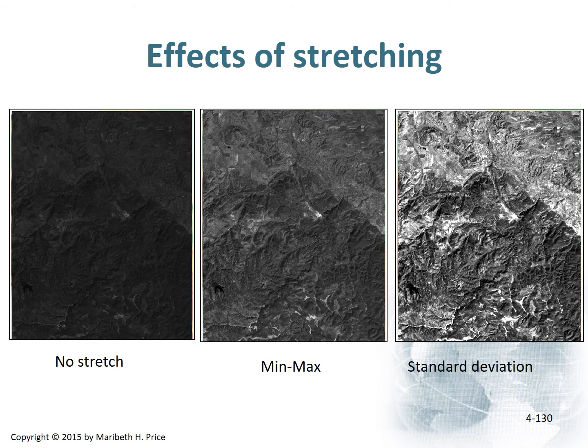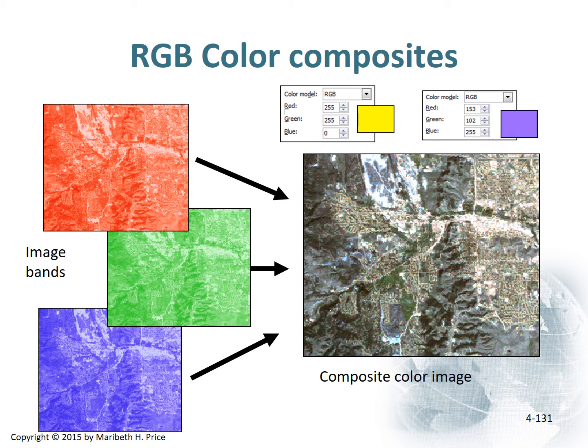Another example. Red, green, and blue composites. Some raster images have colors in multiple bands. Bands combined together to give you a color image. Different combinations of band give you different images.